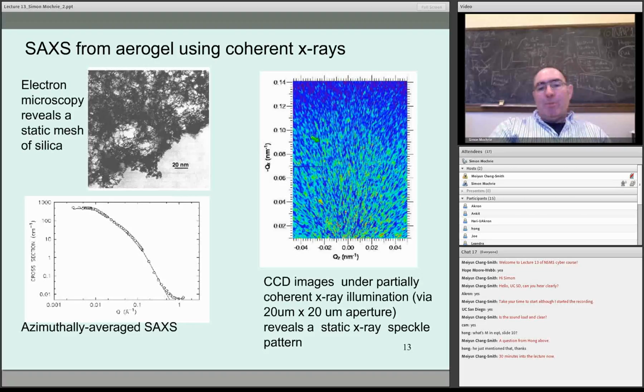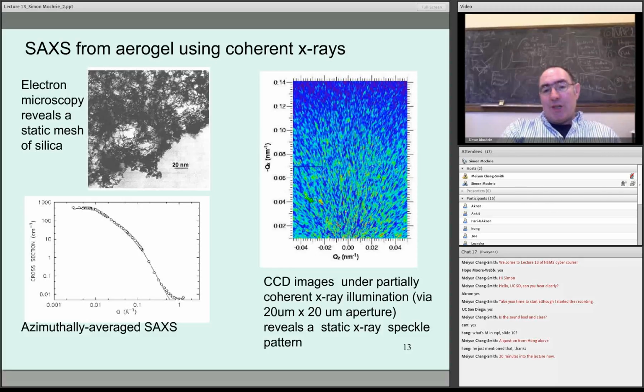But now the big difference between this pattern and what you might see using a lab source or a less coherent beam is that there are regions where the intensity is very large. What we're representing here is a false color intensity scale, where the scattering is very weak where it's dark blue, and very bright where it's red. And you can see that this scattering pattern is what's called speckled.